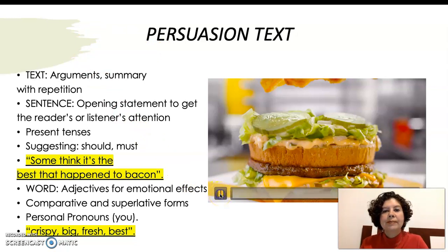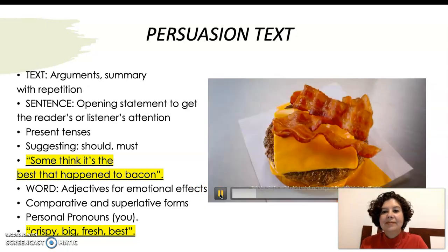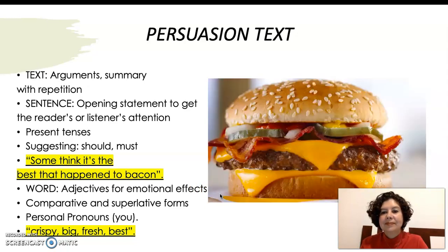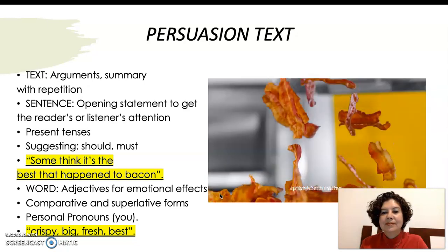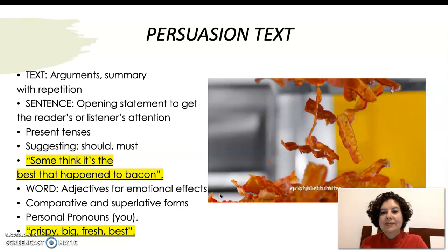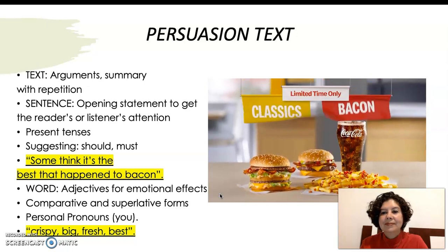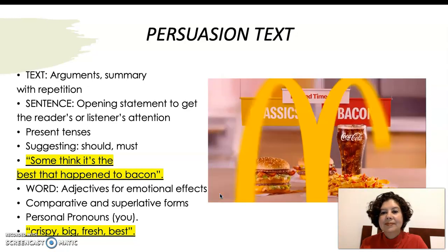Let's watch it. Crispy bacon is now on our Big Mac, fresh beef quarter pounder, and fries. Some think it's the best thing to happen to our classics, and others think it's the best thing to happen to bacon. Either way, enjoy. Now for limited time, get McDonald's classics with bacon.